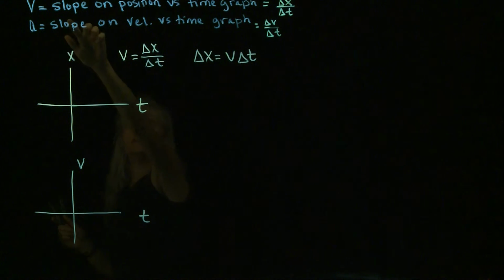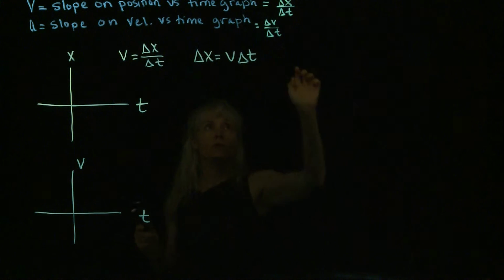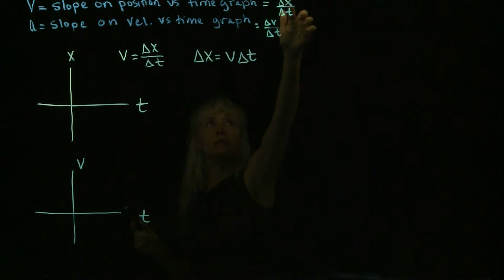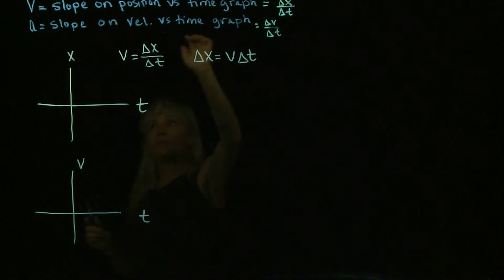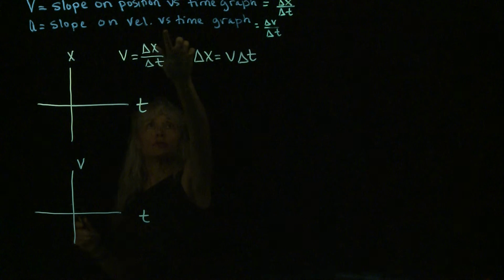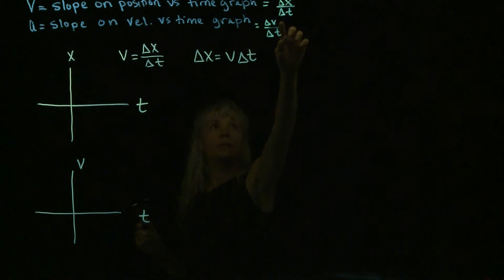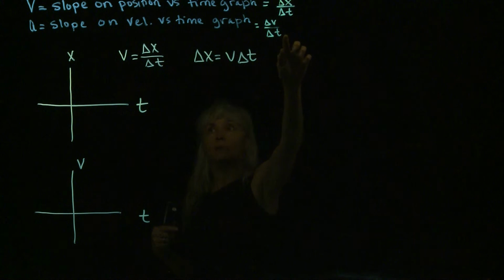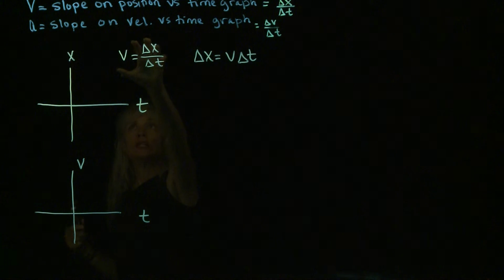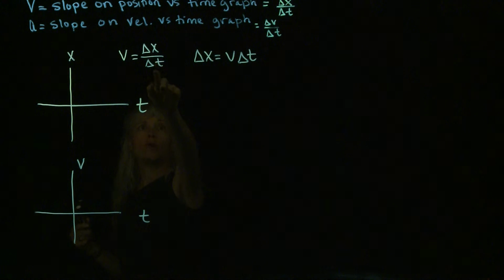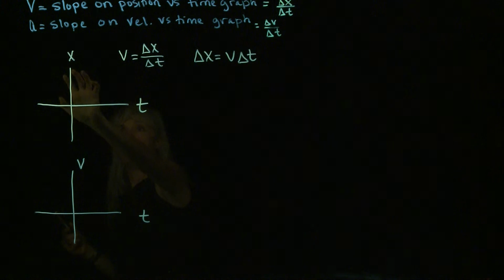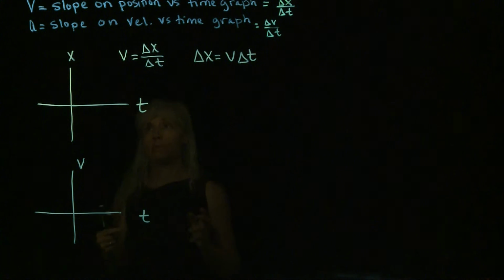So velocity, we realize, is the slope on the position versus time graph because it is displacement over time. And acceleration is the slope on the velocity versus time graph because it is the change in the velocity divided by the change in time. So I'm taking just the top formula, velocity is equal to displacement over time, or change in position over time, and looking at graphing position versus time.